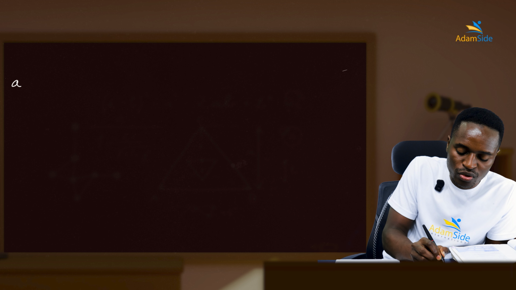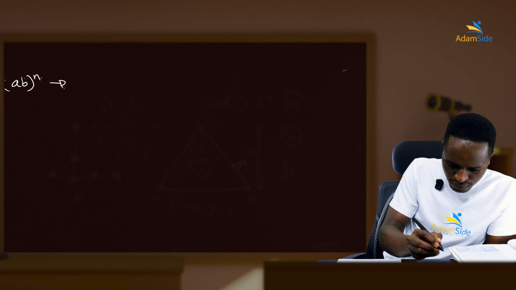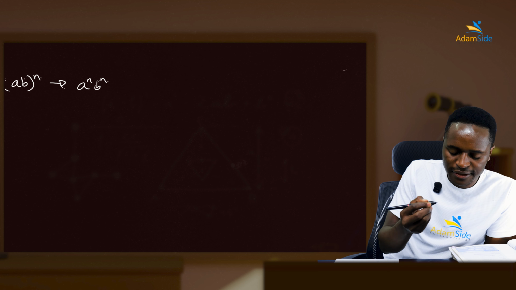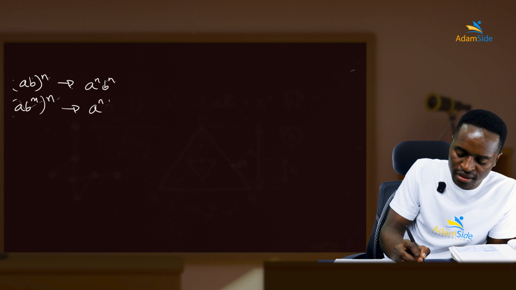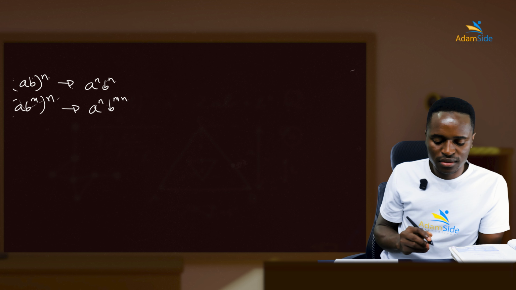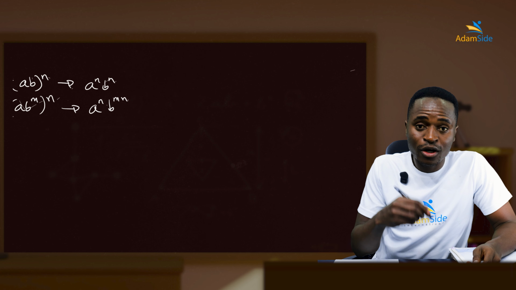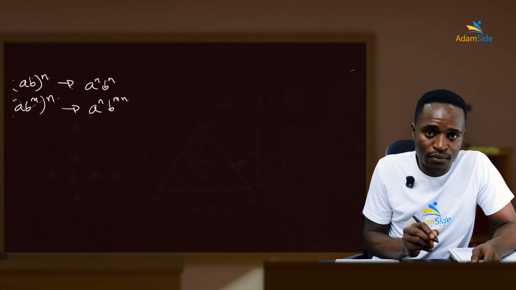For example, you have (ab) power n. Then we said when you have this case, it will be a power n, b power n. And there was this one also, when it's (a^m) power n, we reviewed this one too. We said it will be a power mn. In our previous class, we ended on only a single term.